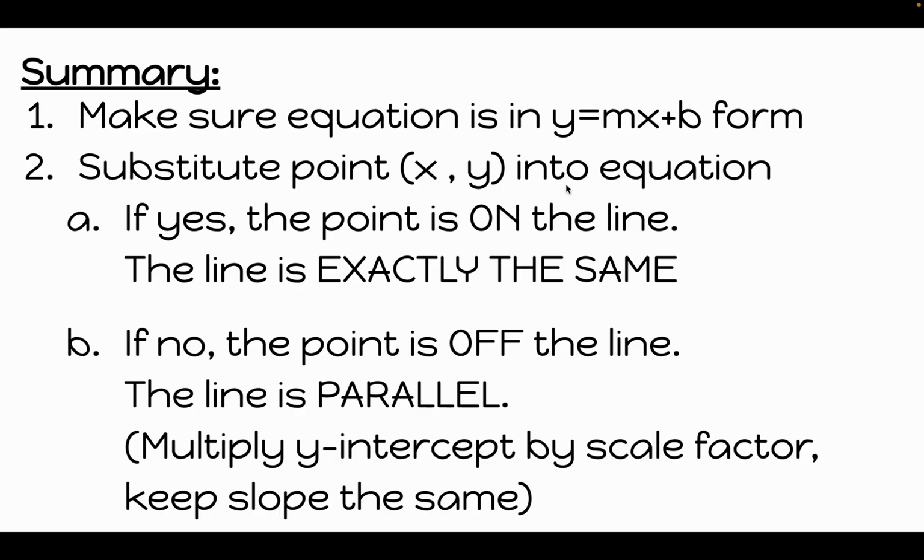Summary. If your equation is not in standard form, get y alone. And then step 1, substitute the points to see if they're on the line. If the values are equal on both sides of the equal sign, the point is on the line, so the line is exactly the same. If the point is off the line, the dilated line is parallel, and all you do is multiply the y-intercept by the scale factor. Keep the slope the same.